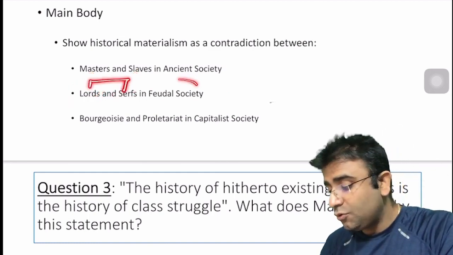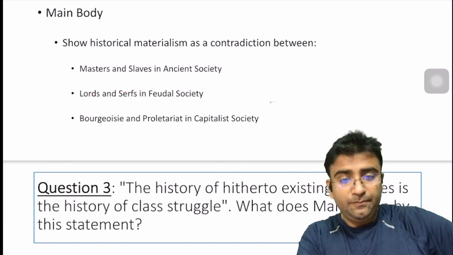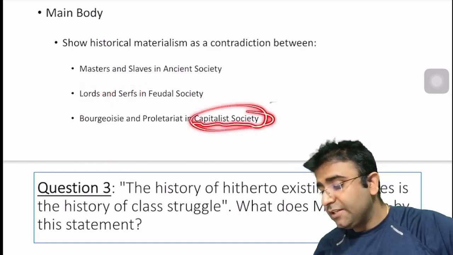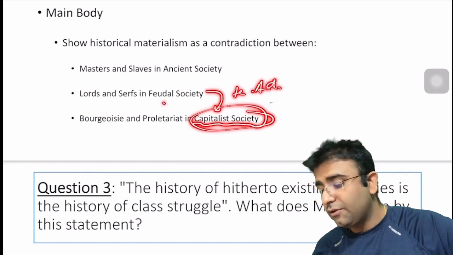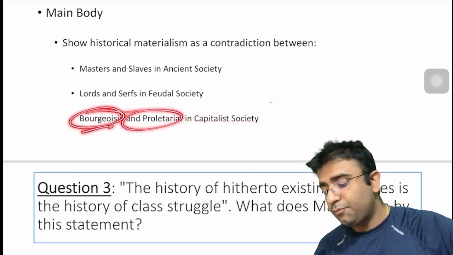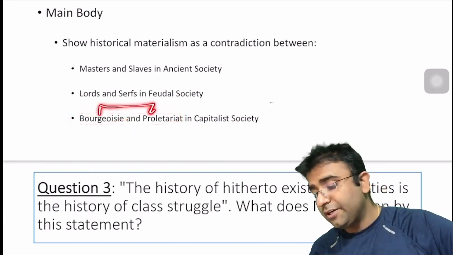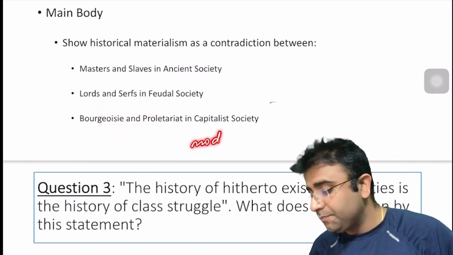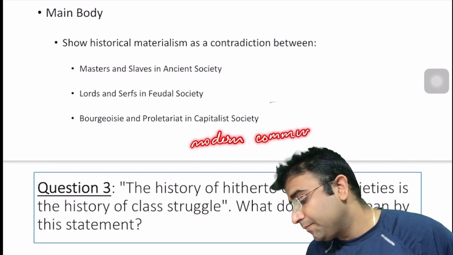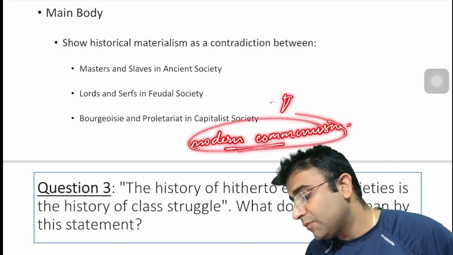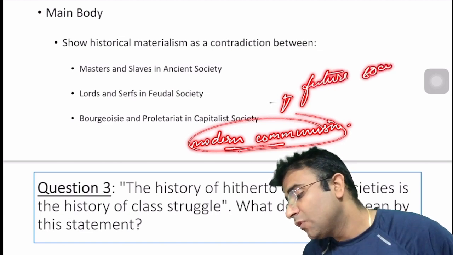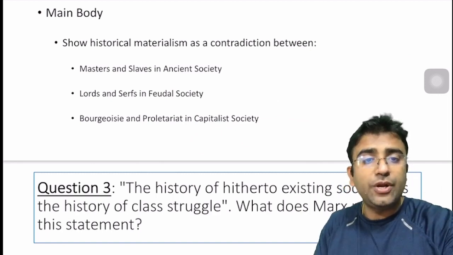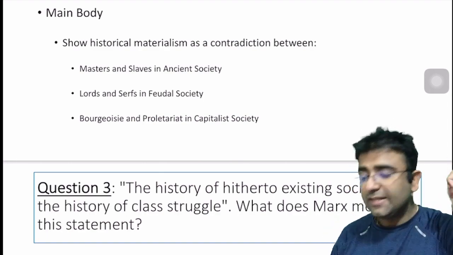Now the lords and serfs, which are the two classes of feudal society, are mutually in contradiction with each other. The third is the capitalist society that emerged with technological advancements in the feudal society, where another two classes emerged, bourgeois and proletariat. And the bourgeois and the proletariat are again in struggle with each other, which will ultimately result into a completely classless modern communism. This is the future society where the historical class struggle will come to an end. This is what you are going to show in your main body, and this is the demand of the question.